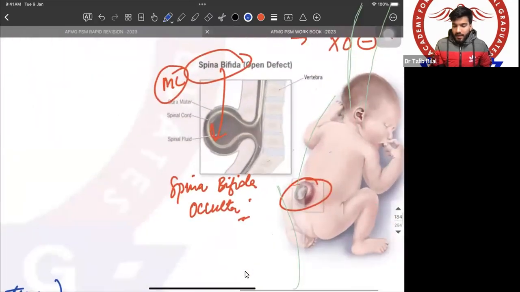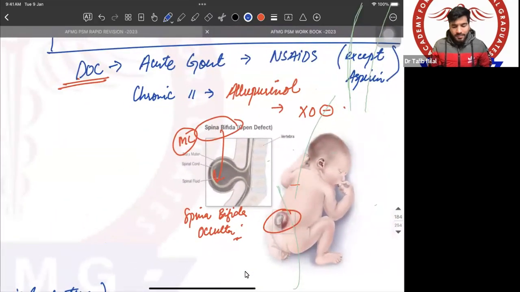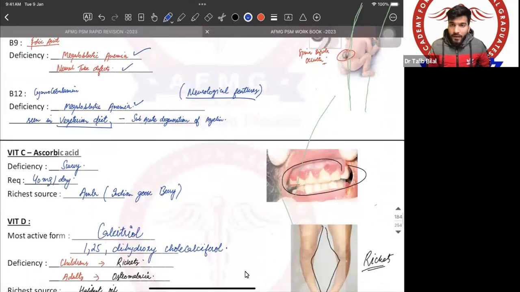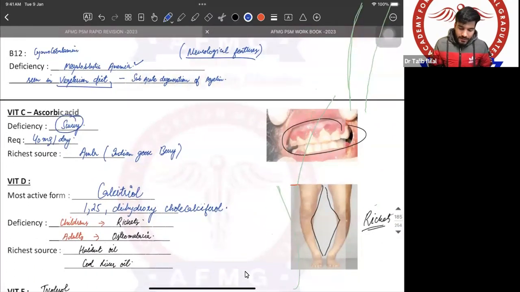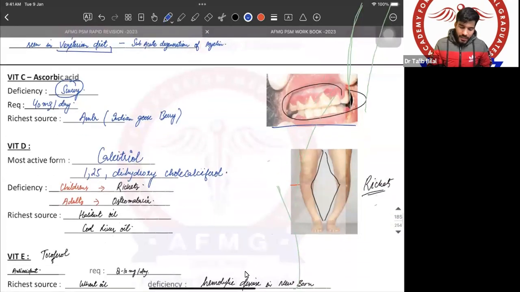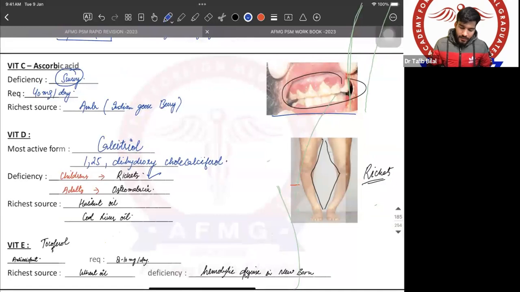This is spina bifida, guys. Which sign do we have in spina bifida? Banana sign and lemon sign. Just remember the signs. Vitamin C will cause scurvy, guys. Classical picture. And vitamin D deficiency in children causes rickets, and in adults causes osteomalacia.